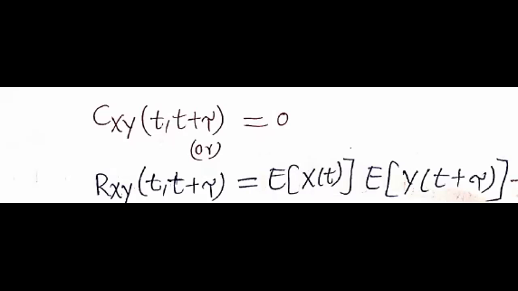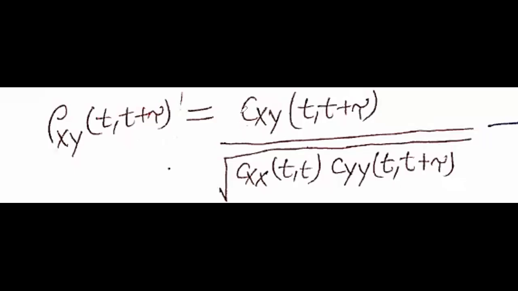Okay. So now finally, we are going to find out the cross correlation coefficient of the random processes x of t and y of t. Just wait, I would like to show you the formula. So see, this is nothing but the mathematical representation of the cross correlation coefficient of the random processes.